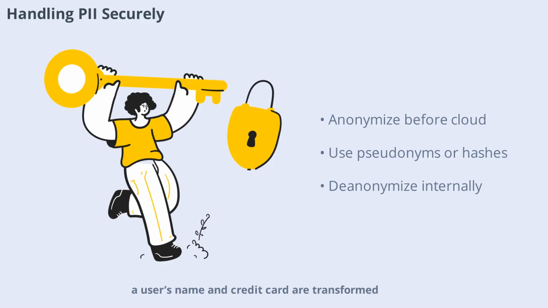For example, a user's name and credit card are transformed into placeholders before hitting the cloud LLM API, ensuring that sensitive data never leaves your local environment.